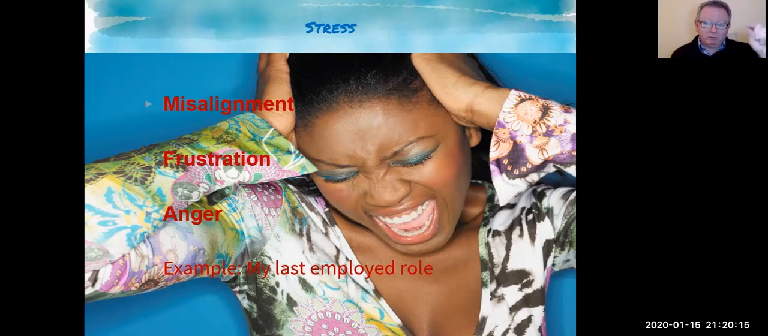But it can also be something very much smaller. They can all build up. It can be lots of little things that build up in your environment around you that end up leading to this misalignment, frustration, and anger.